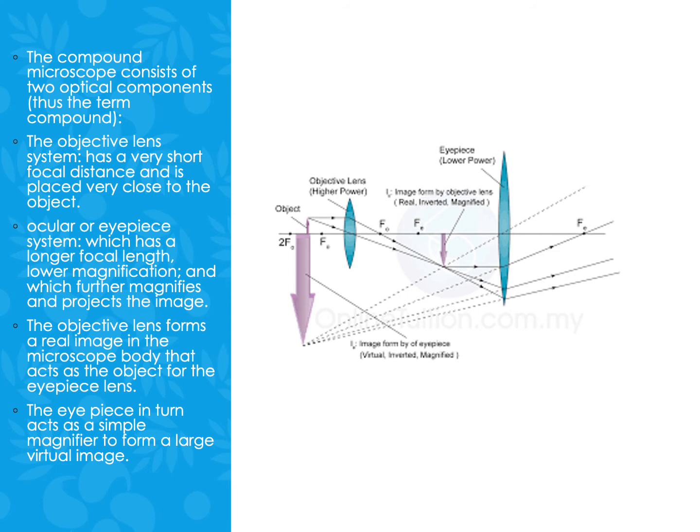The objective lens forms a real image. This is the real image that is formed by the objective lens. Within the body of the microscope, this image acts as an object for the eyepiece, which further projects this image to the examiner's eye. The eyepiece, in turn, acts like a simple magnifier to form a large virtual image.